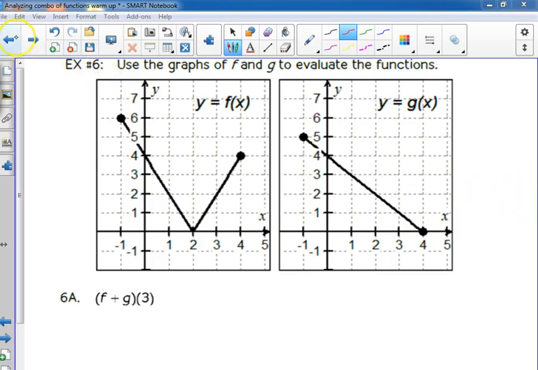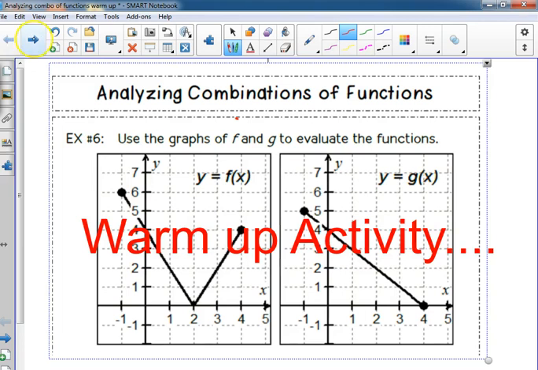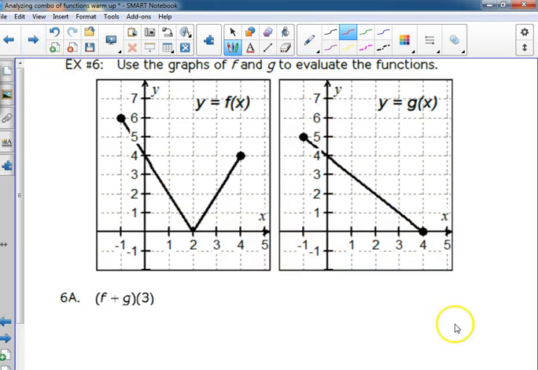All right, so this is the warm-up activity, and we were gonna do this one. Anybody? F of 3 is what? F of 3 is 2. Everybody okay? G of 3 is 1, so we just can add those together. F plus G of 3 is 4. Everybody good? That's all that means to do?